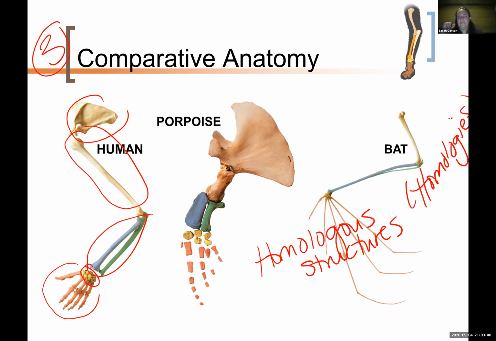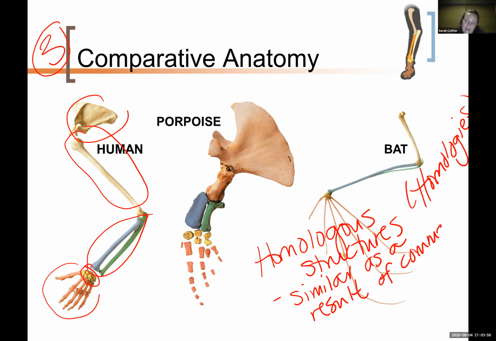I lost my S. Okay, and what these are is structures that are similar as a result of common ancestry, meaning that the reason that we have this arrangement of bones in our arms is a result of the fact that our ancestors had that, and their ancestors had that, and their ancestors had that.